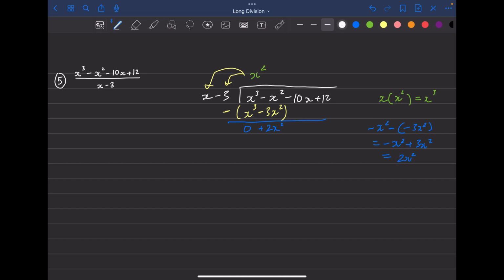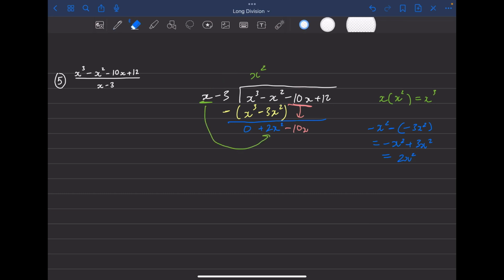But now we are done the subtraction, so our next step is to always bring the next term down. So let's bring the negative 10x down, and do not forget to include the negative sign, because that is very important as well. So include the negative sign to get negative 10x. From here it should be pretty simple. How many times does x go into 2x squared? Because once again, that is the highest power of x so far. So you multiply by 2x.